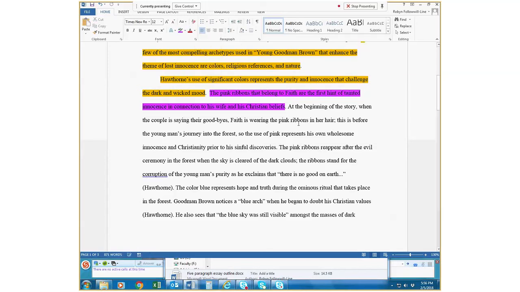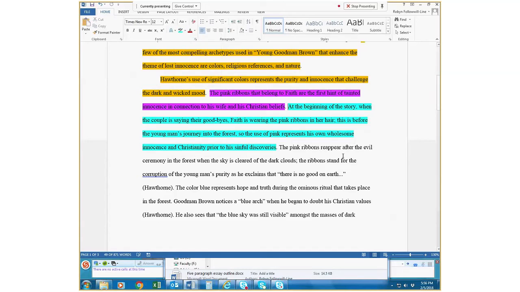At the beginning of the story, when the couple is saying their goodbyes, Faith is wearing pink ribbons in her hair. This is before the young man's journey into the forest, so the use of pink represents his own wholesome innocence and Christianity prior to his sinful discoveries. So do you see how the example is at the beginning of the sentence and tying it back to the subtopic is at the end of the sentence? So there's our first example right there.